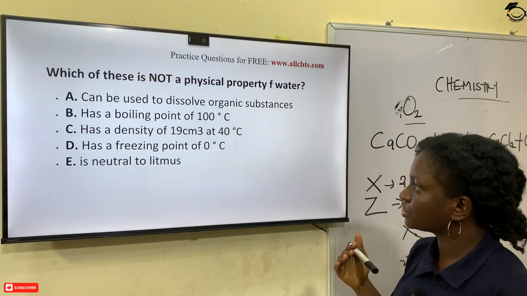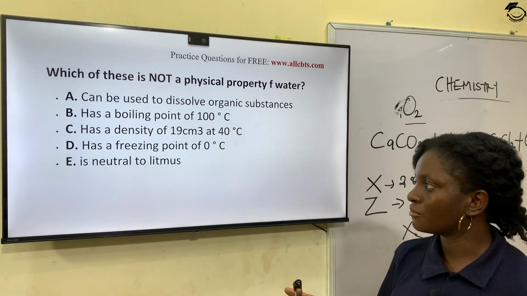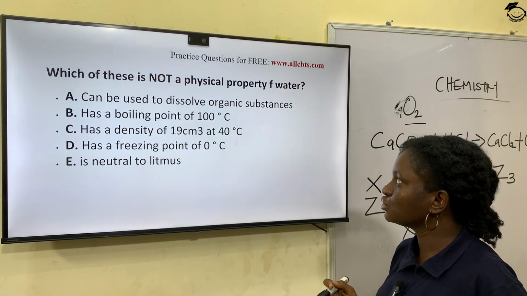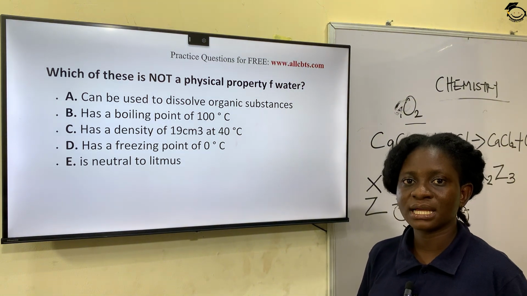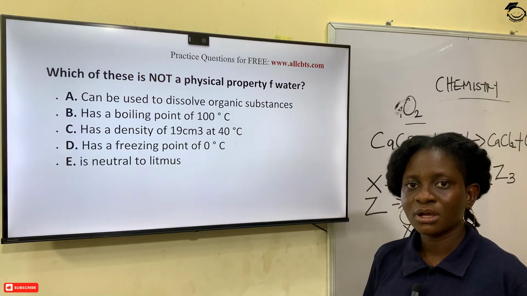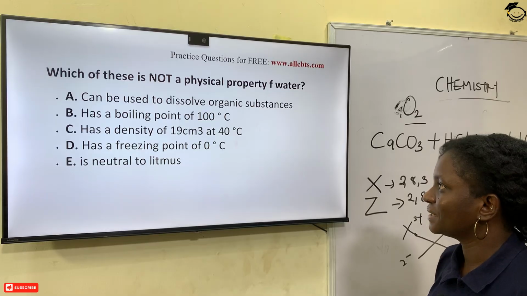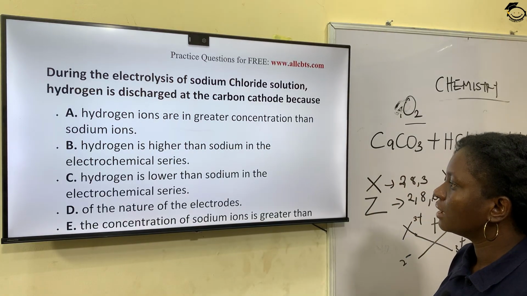So options B, C, D, E are physical properties of water. They are all correct, except A, that says can be used to dissolve organic substances. Water is polar in nature, so it can readily dissolve organic substances like lipids or fat. So the correct answer is option A.